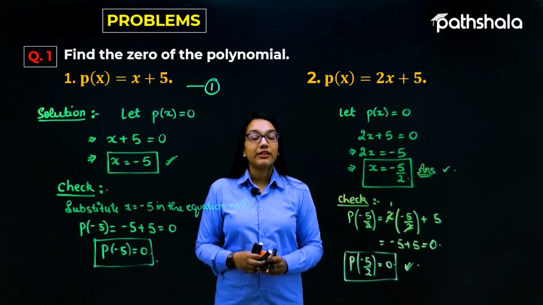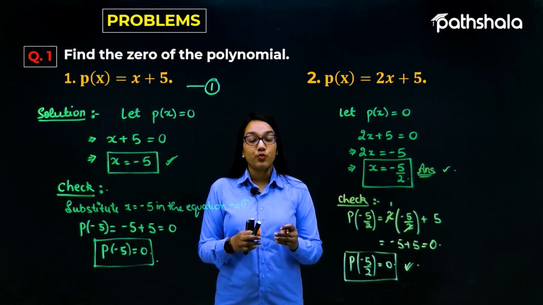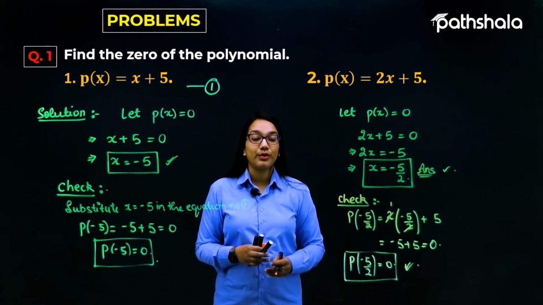Now let's see further parts in which we can similarly find the zero of the polynomials.